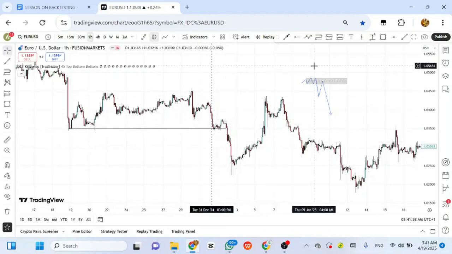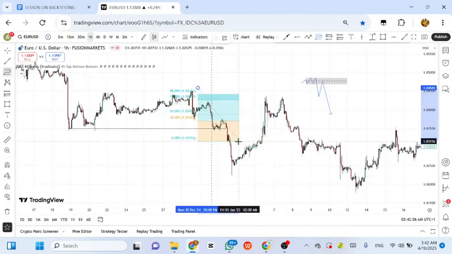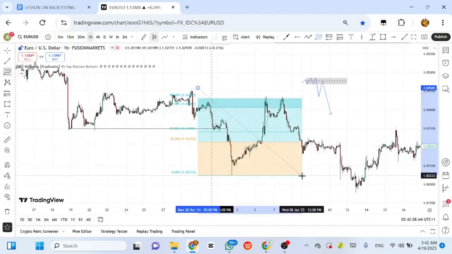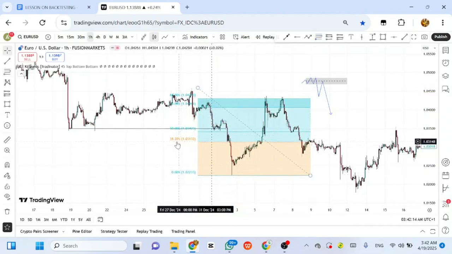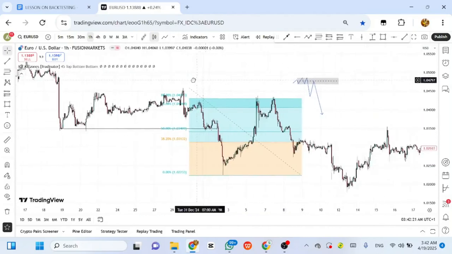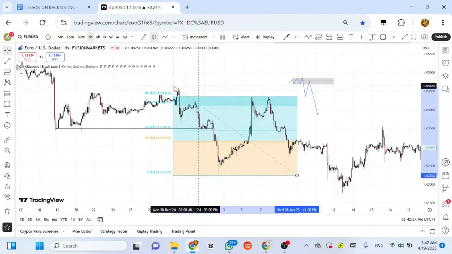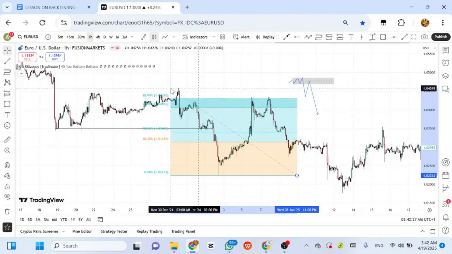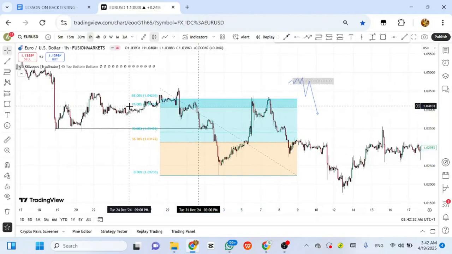So now if we look at this, we want to measure the degree of retracement. So if I put my fib tool at this high and extend it to this low, you can see my zones. You can see the 0, the 38, the 50 retracement, and then you can see the 88 to 78% retracement. So please take note.